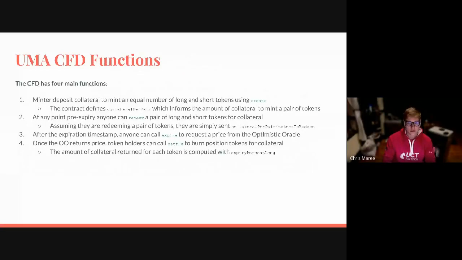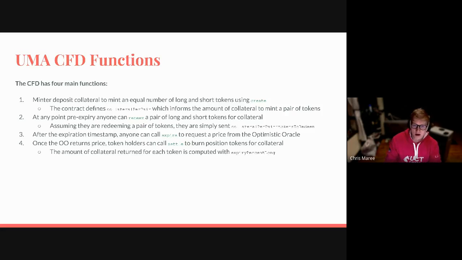Okay, so we can now look at some of the functions that this contract has. The contract only has four functions, which is pretty cool. The first one is create, which the minter uses to deposit collateral to mint an equal number of long and short tokens, like we discussed. The amount of collateral that they need to deposit is defined by this collateral per pair variable. The second method that we've also discussed is redeem. That's where you take back a pair of long and short tokens and exchange it for collateral. The ratio is collateral per pair times tokens to redeem.